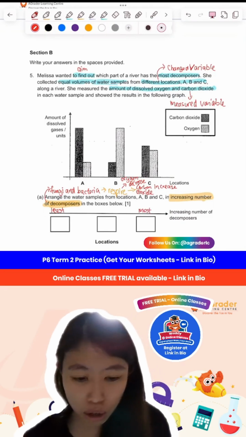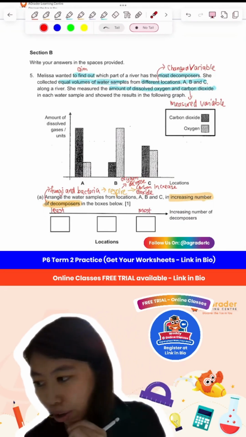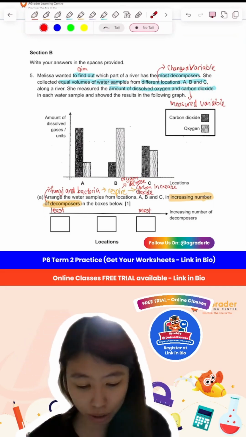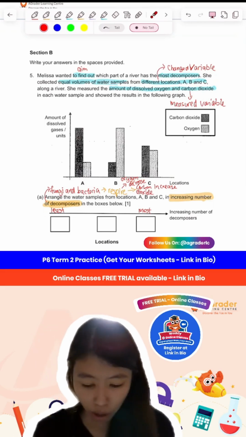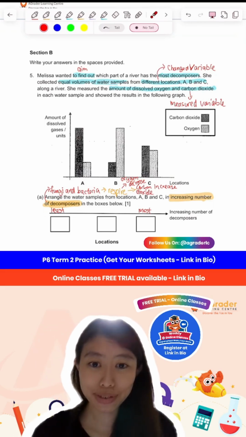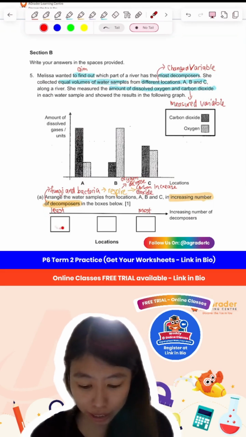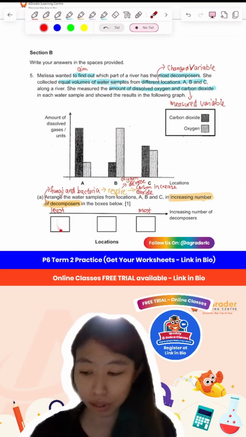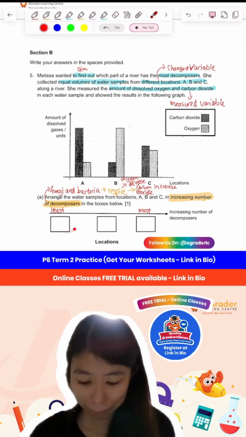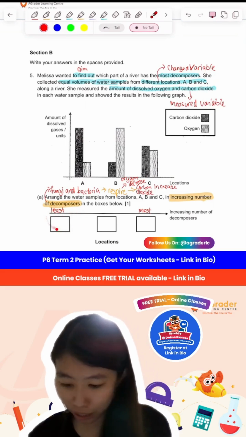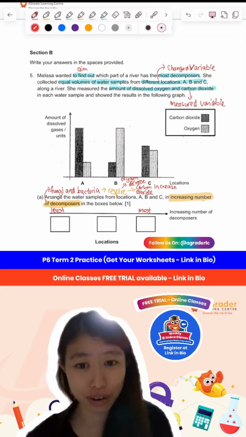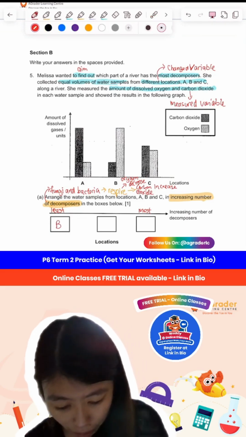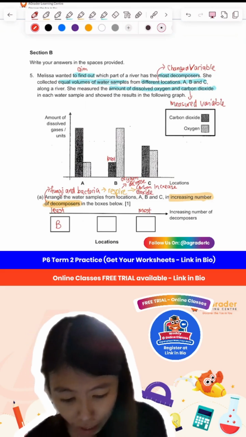All right, so if you look at the amount of carbon dioxide, let's focus on carbon dioxide. Just focus on one. If you look at carbon dioxide, which one will have the least carbon dioxide? Least decomposers means there will be least carbon dioxide. Which one has the least carbon dioxide? B, very good. I've seen a lot of you sharing your answers already. So I should start with B because B has the least amount of carbon dioxide.